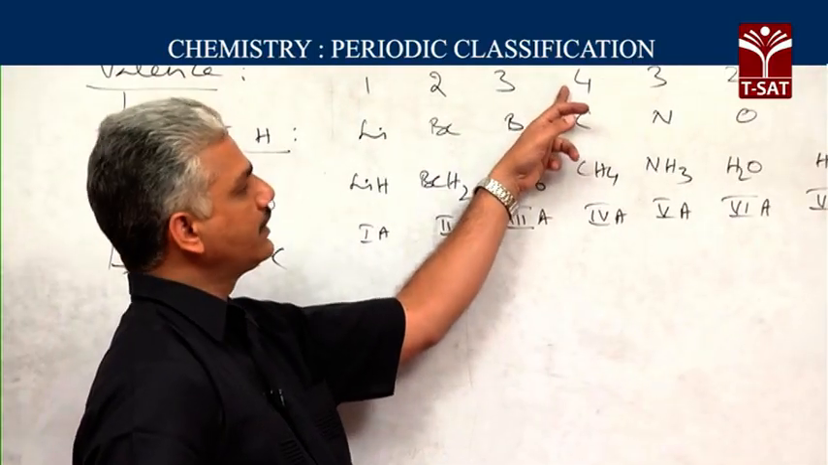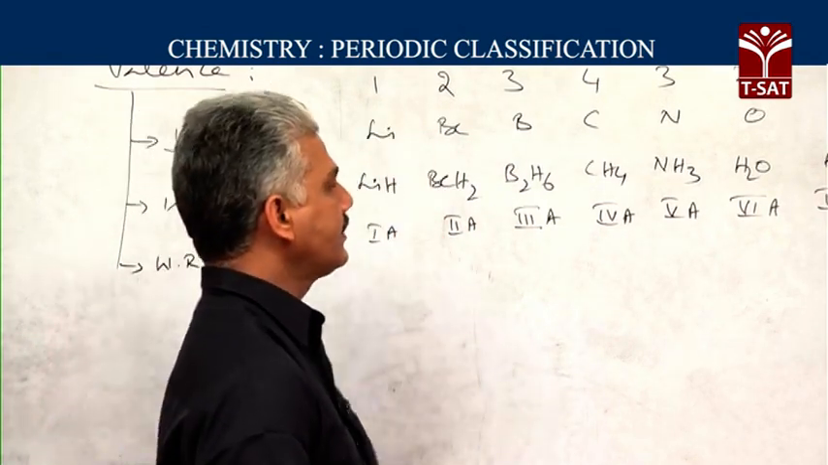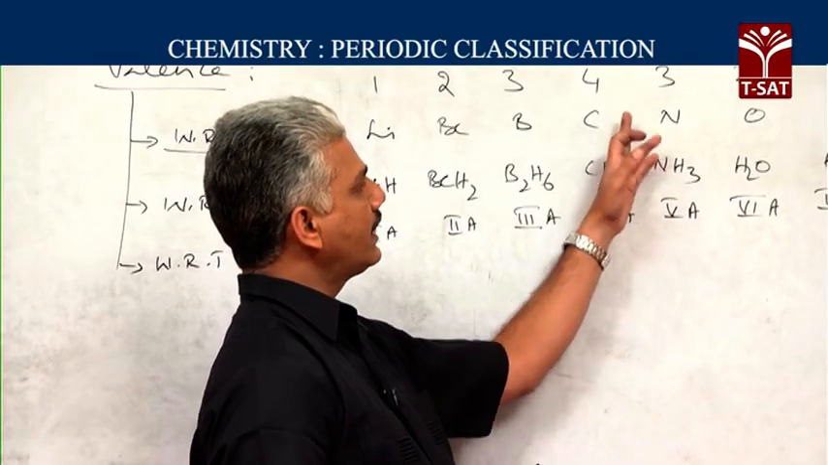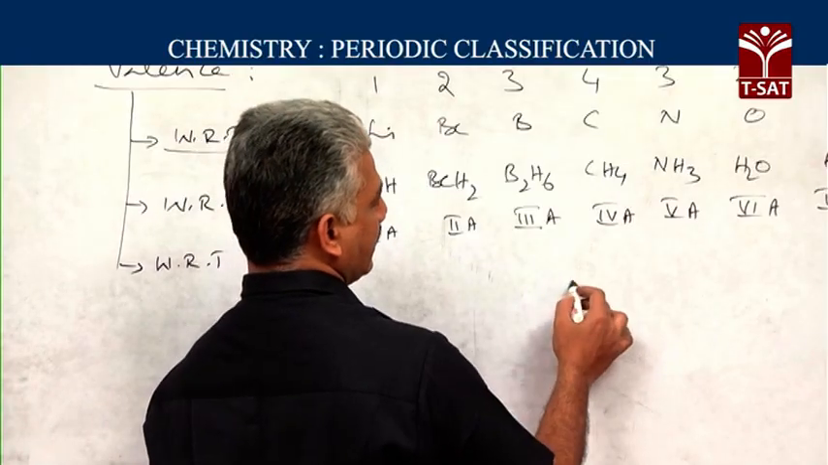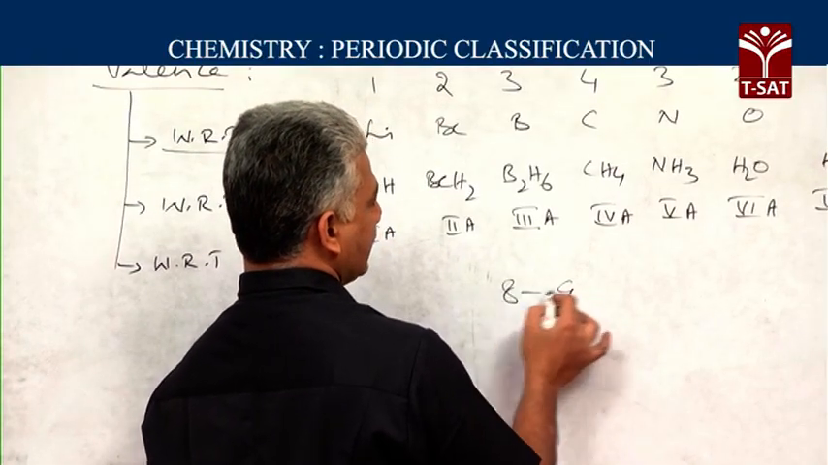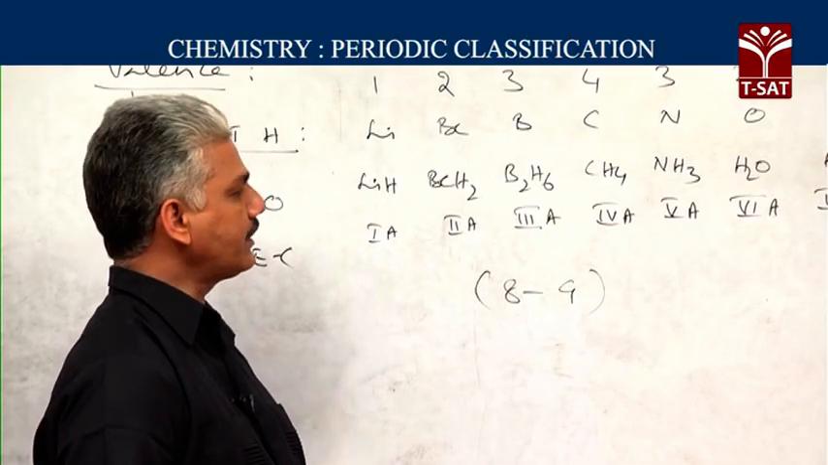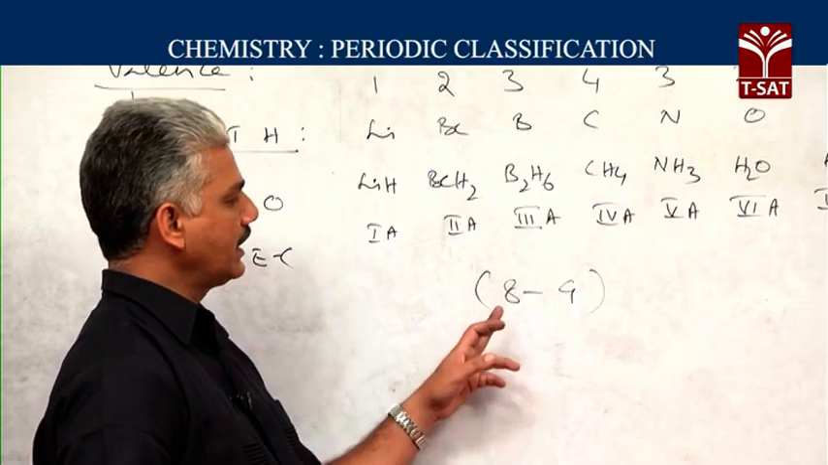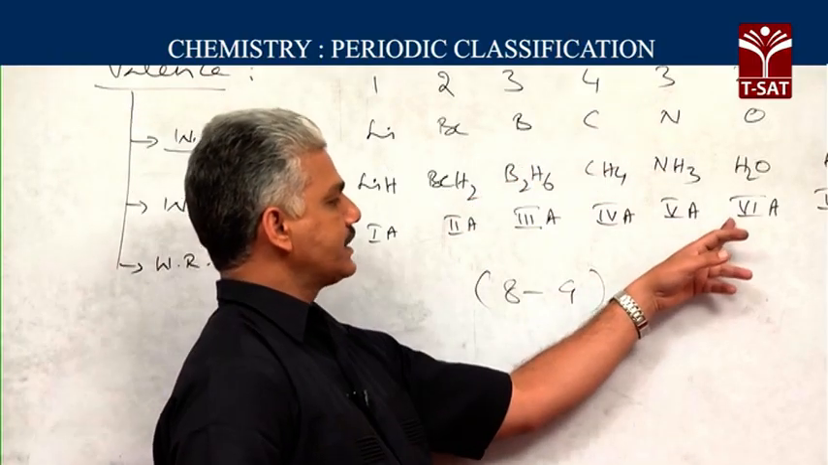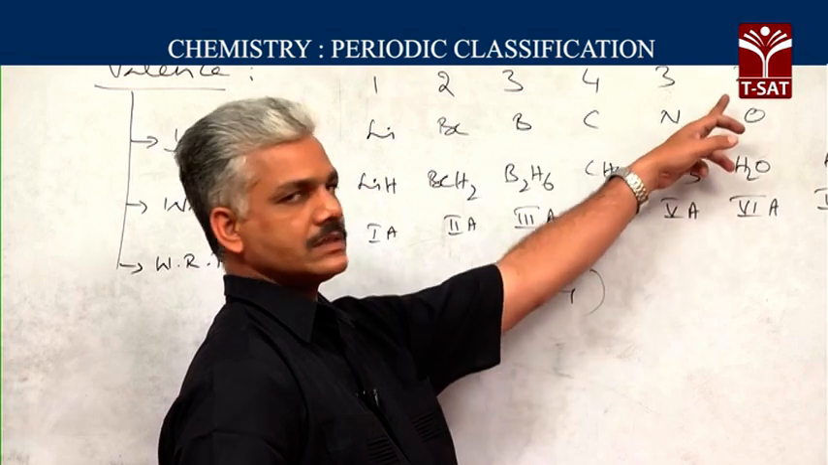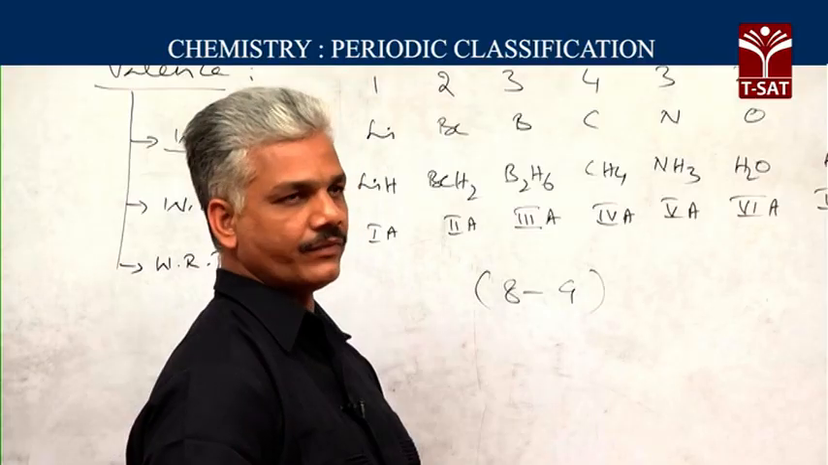Up to 4th A group, the group number is equal to the valency. But from 4th A group onwards, the valency is gradually decreasing and it can be represented with the general relation 8 minus G, where G is group number of the element. Say for 5th A group elements, 8 minus group number 5 is equal to 3. For 6th A group elements, 8 minus 6 it is 2. For 7th A group elements, it is 8 minus 7, that is 1.